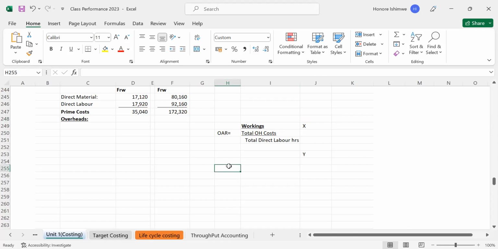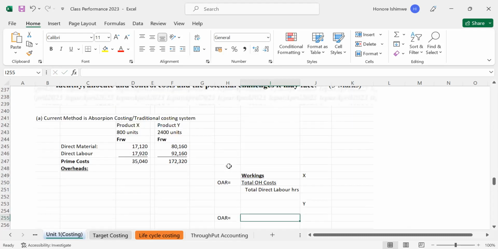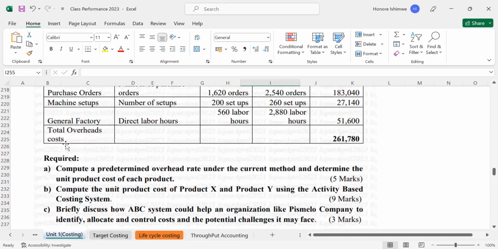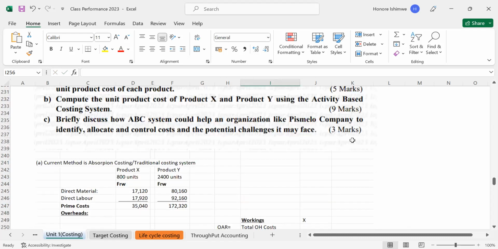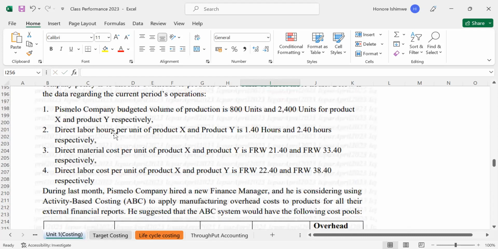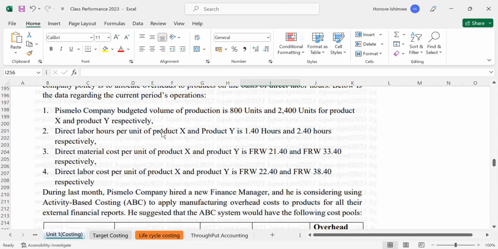Now, let's determine the overhead absorption rate. Our overhead absorption rate is composed of our total overheads. My total overhead is 261,780. So I have to divide it by how much? Total direct labor hours. How much are the direct labor hours? Here they give the direct labor hours per unit for X and Y.